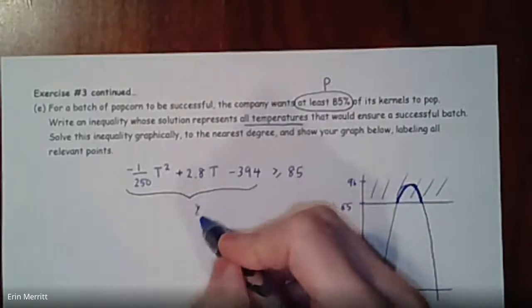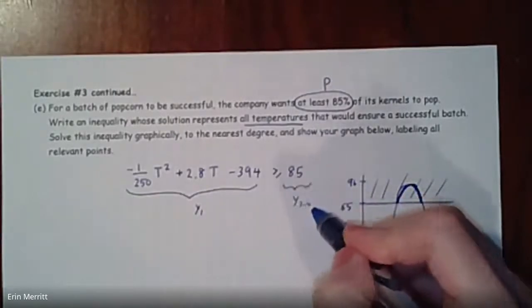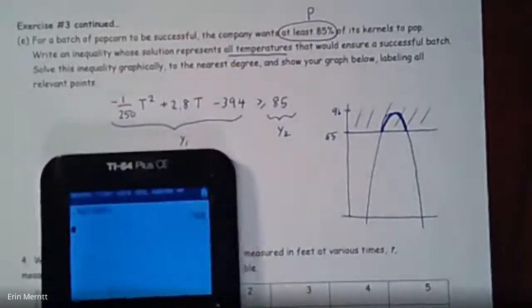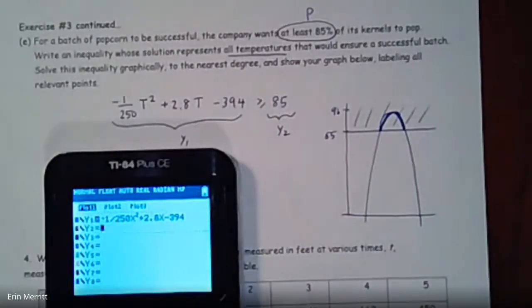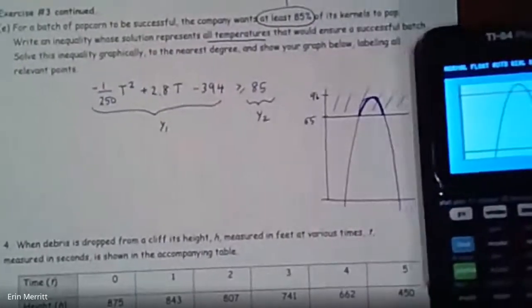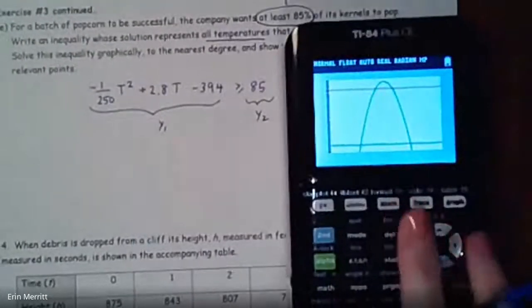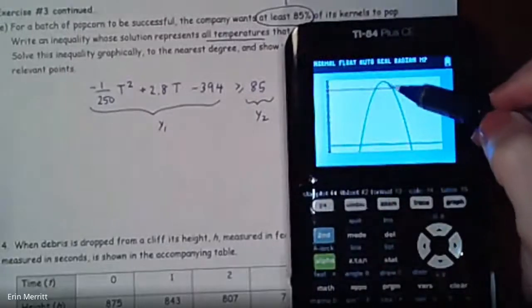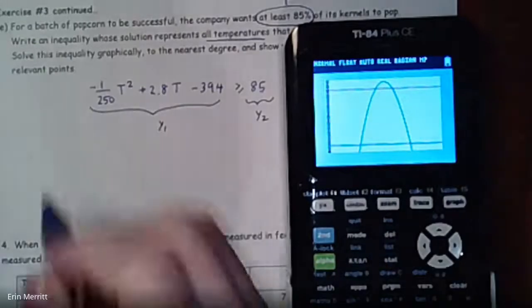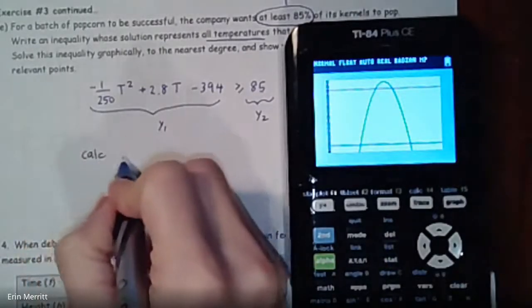This is already in y1. Let's put that in y2. So if we take a look, oops, it's a little off the screen there. In my y2, I'm going to put 85 there. And then I can come on back to my graph so that I can see it. Let me slide this up so you can see how it matches my little sketch here. And then what I'd be looking for is what two temperatures fall between there. So I want to calculate the intersections.